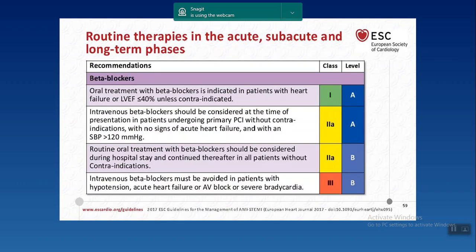What about the routine therapies in the acute, subacute, and long-term phases? Beta blockers are recommended for all patients with acute ST segment elevation myocardial infarction, especially patients with heart failure or left ventricular ejection fraction less than 40%. And routine oral treatment with beta blockers should be considered during hospital stay and continue thereafter in all patients without contraindications.